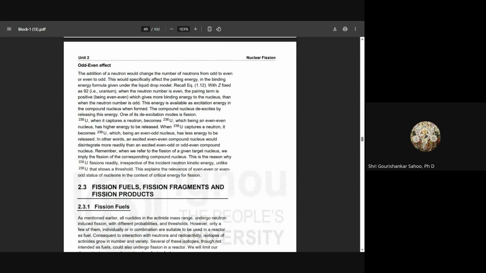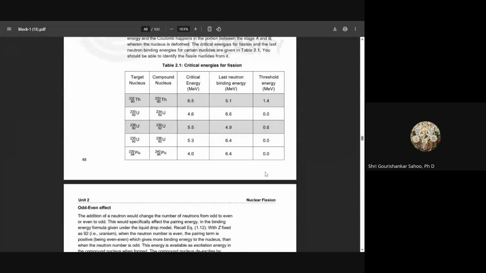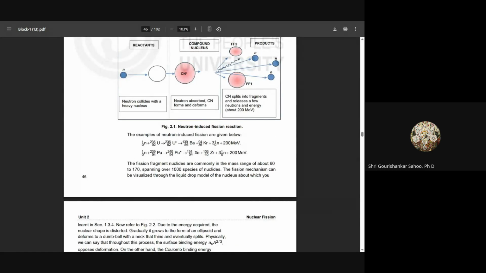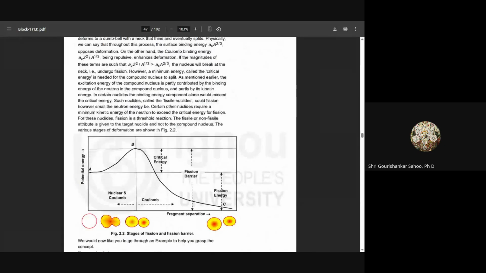Then the odd-even effect. What is it? The addition of a neutron would change the number of neutrons from odd to even or even to odd. So in uranium, how many neutrons are there? In this reaction, you can see here you have 92 protons and 143 neutrons. Here there are 94 protons and 145 neutrons. So here 145 and here 143 neutrons.